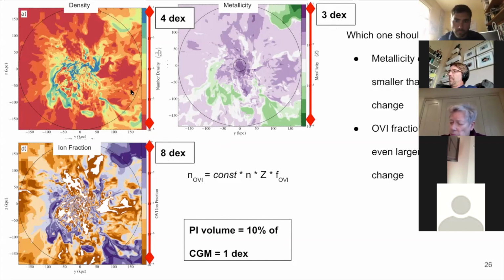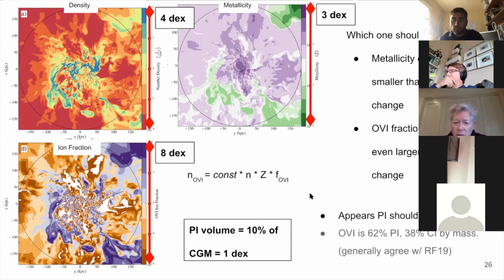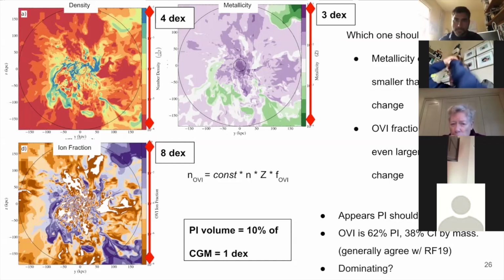So we are actually kind of surprised that we don't see more photoionization dominated gas. Because when we actually look at it, and this is the same as Santi found in Roca-Fabrega 19, oxygen 6 is about 2/3 photoionized in a galaxy of this mass at this time. So, does this really count as dominating?